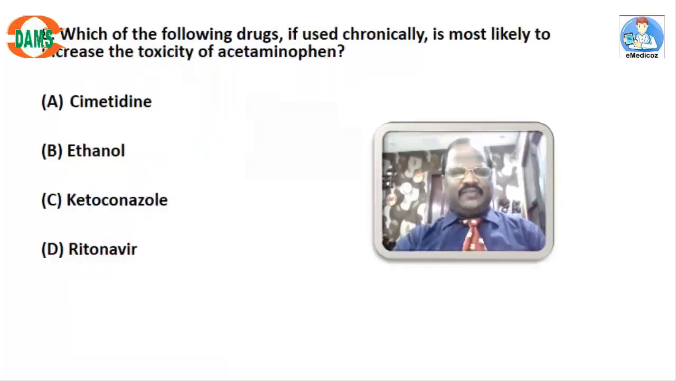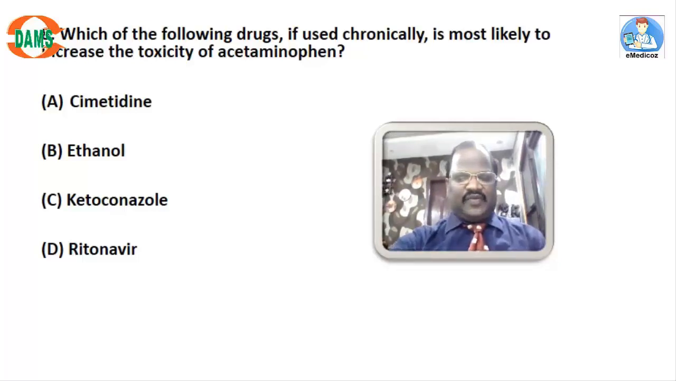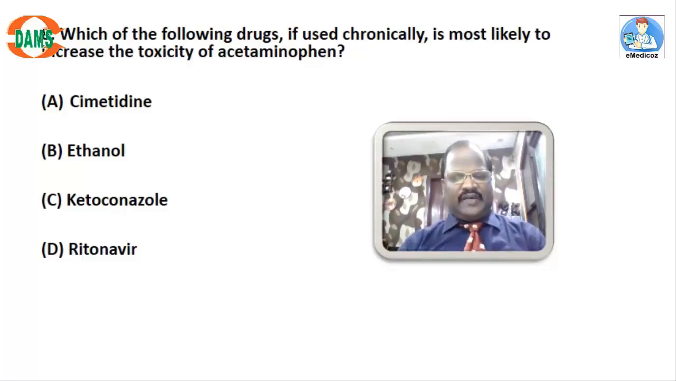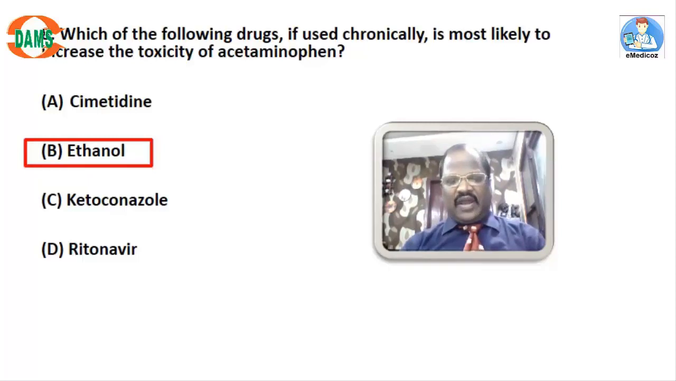Question number 8. Which of the following drugs, if used chronically, is most likely to increase the toxicity of acetaminophen? The options given are cimetidine, ethanol, ketoconazole, and ritonavir. The answer for the question is option B, ethanol. Now I will explain.